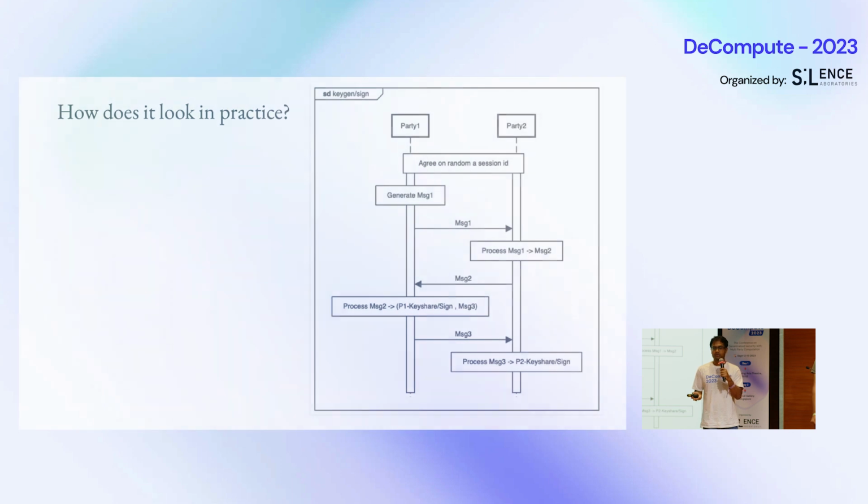OK, so I just want to show how it looks in practice. This is specific to a two-party case. And just a simple sequence diagram to showcase how the flow looks. It's just a very simple ping pong messaging, where party 1 starts it off by creating a message 1, and party 2 processes it, and then they go back and forth for 2 rounds, and in the end you have a signature or a key share. This is just a rough flow. It's not accurate with the rounds and everything. Just wanted to show it.